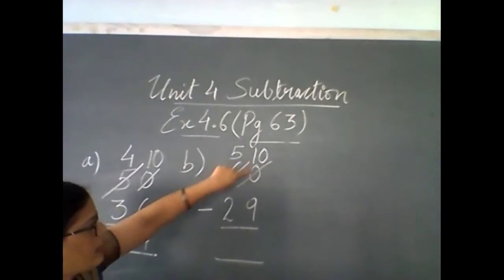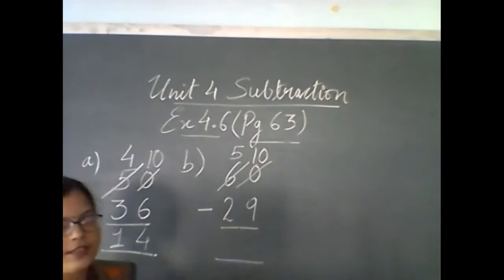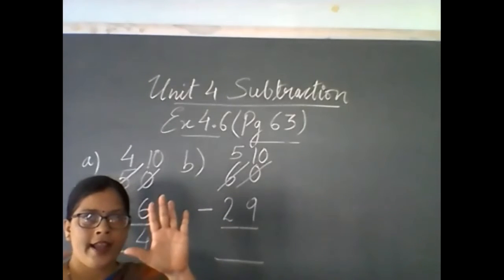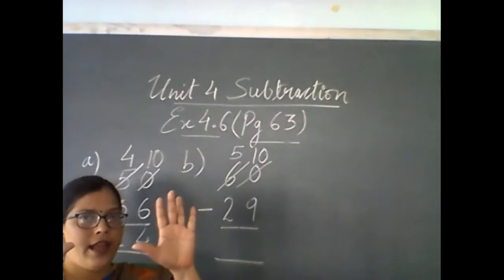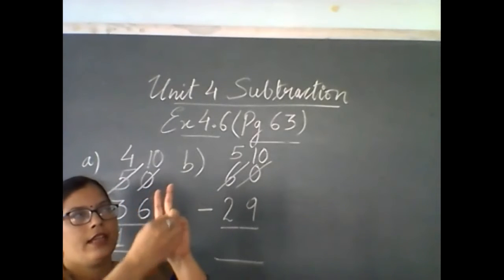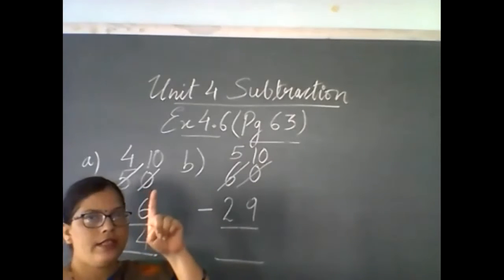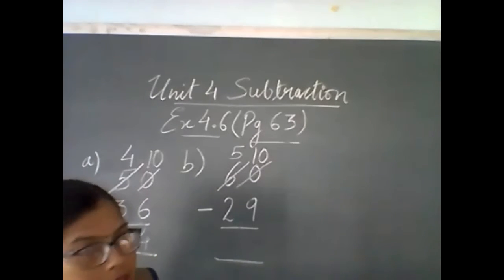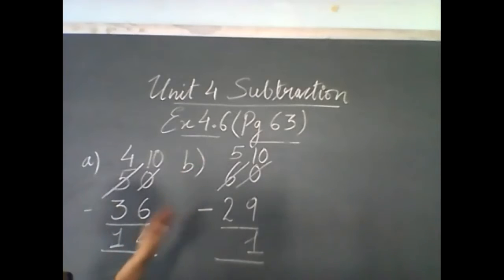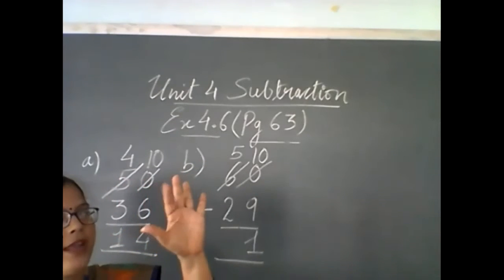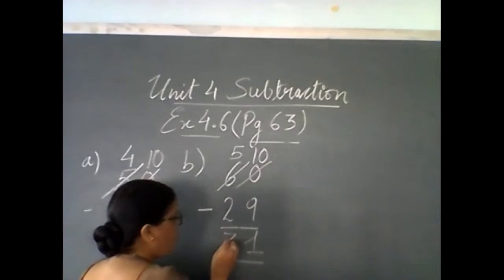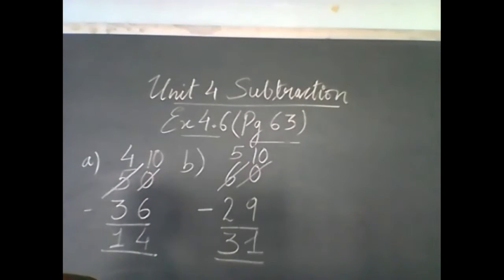So now 10 minus 9. What will be the answer? We have to take away 9. So 5, 6, 7, 8, 9. What is left? 1. So 10 minus 9 is 1. Now 5 minus 2. What is left? 3. So the answer is 31. Right?